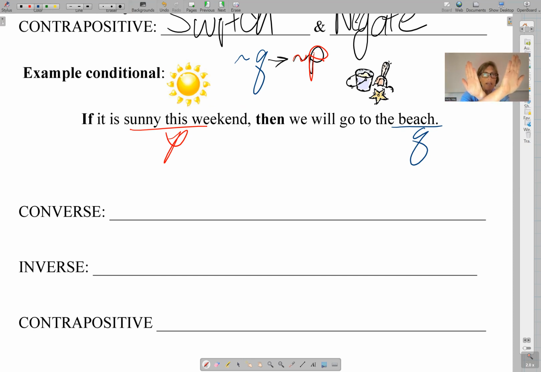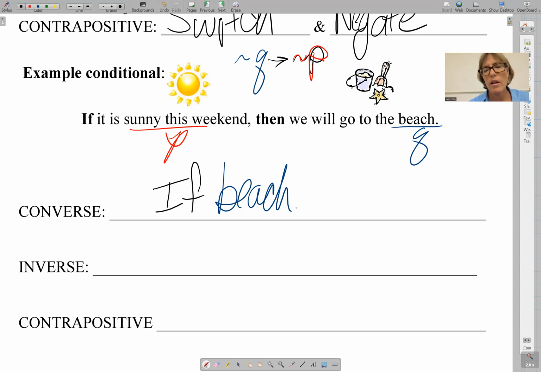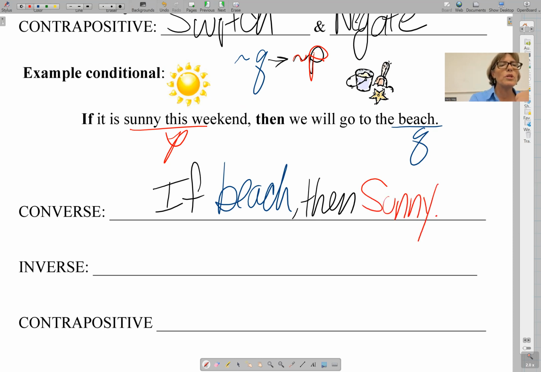If sunny, then beach. Converse, switch. It now reads like this: if we go to the beach, then it is sunny. You see the difference? I'm going to abbreviate it just to make it easier. So the converse is going to read: if we go to the beach, then it is sunny. So the symbols would look like this: if Q, then P. That's called converse, switch.